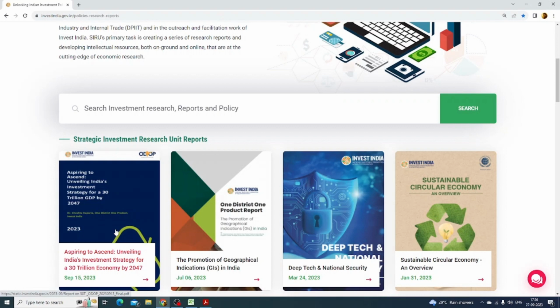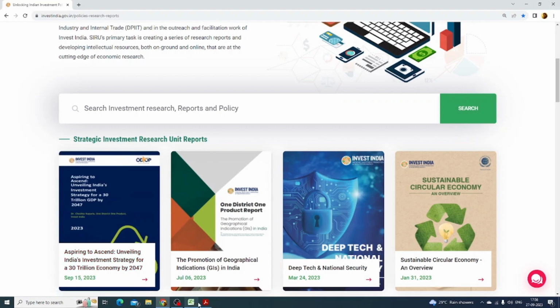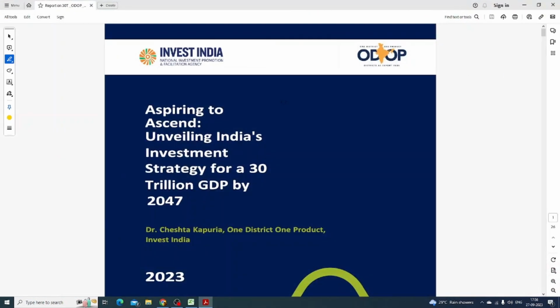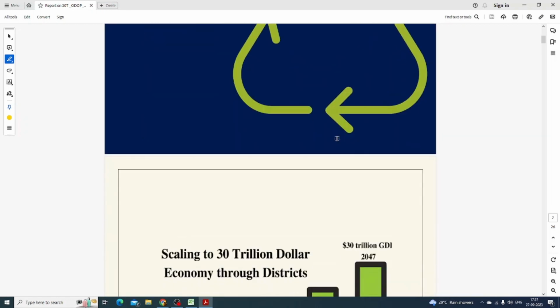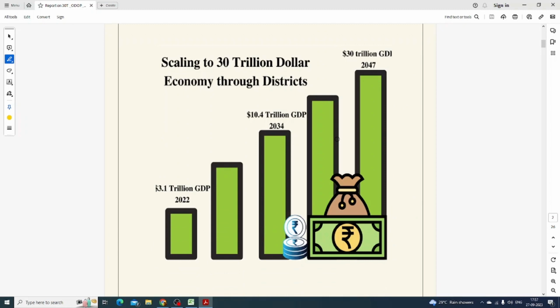by 2047. So that is 100 years of our independence from the colonial rule. You can click on this report and download it. Once you download, you can open it in Adobe. On Adobe, you can see you have 26 pages in this report, and this is very easy English.